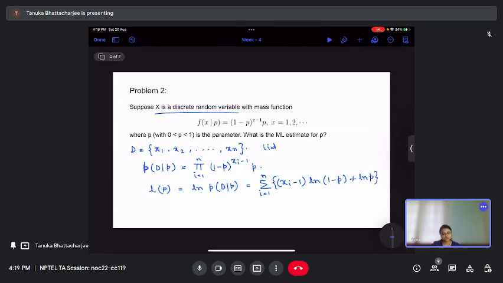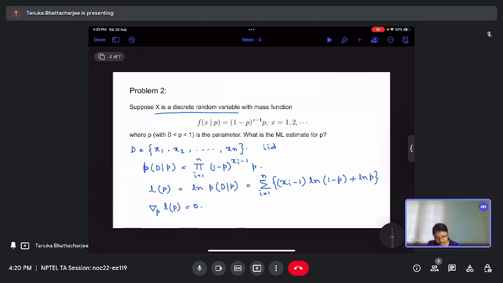Okay. Now, what do you do in ML estimate? You try to find the estimate for p which corresponds to the maximum likelihood of this particular data set. So, we try to maximize this log likelihood. That is, we take the derivative of this log likelihood with respect to p and we equate that to 0, and that value corresponds to our estimate of p.